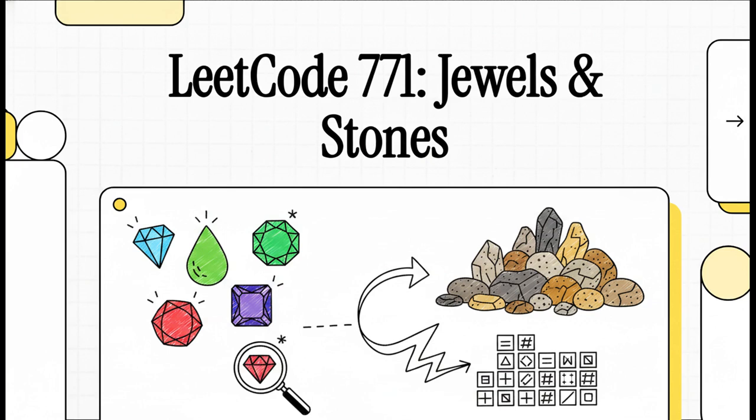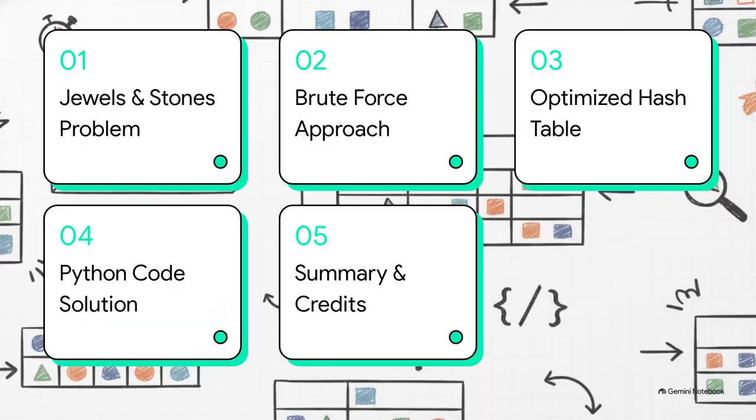We'll be breaking this down step by step, mirroring the exact progression you'd go through in a real technical coding interview, starting with understanding the core rules and working all the way up to optimizing our final code. So here's our roadmap for today. We're going to start with the Jewels and Stones problem itself, then look at the brute force approach, explore the optimized hash table approach, write out our actual Python solution, and finally, wrap things up with a quick summary.